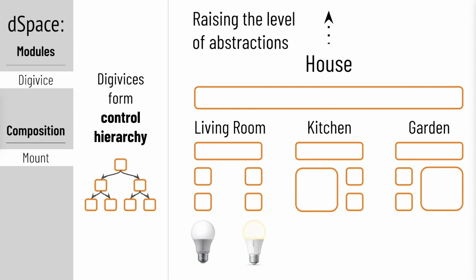In fact, we don't have to stop here. We can keep on raising the level of abstractions and create high-level devices when doing so makes sense. These devices form what we call a control hierarchy, where the user can simply program the intent of the high-level device, and this intent will propagate downwards towards the physical devices. And then the events from the physical devices will propagate upward towards the higher-level devices.